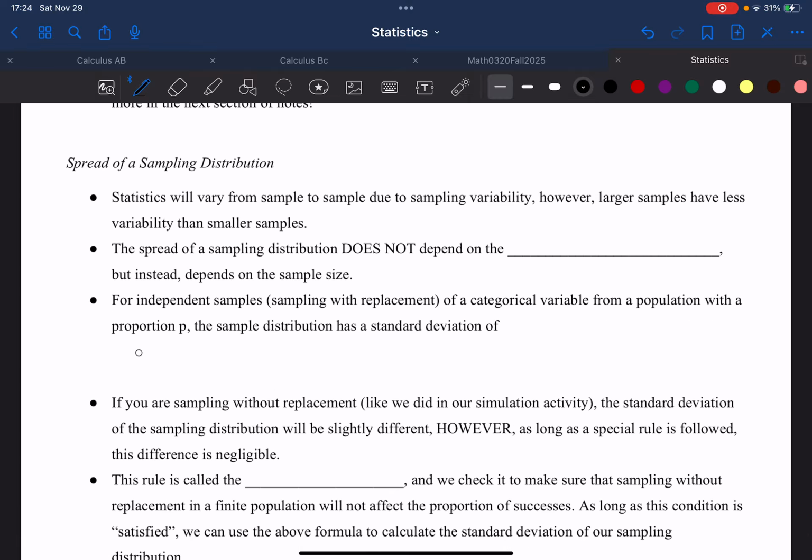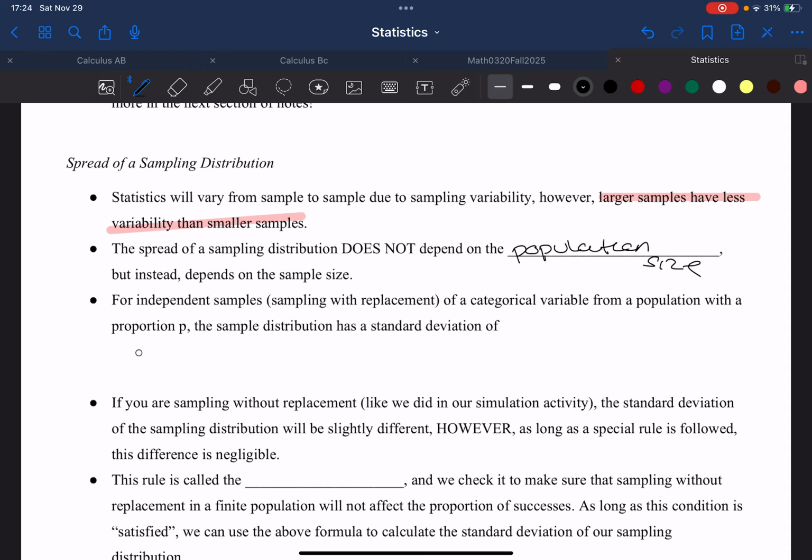Then we have spread. It says statistics will vary from sample to sample due to sampling variability. However, larger samples have less variability than smaller samples. The spread of the sampling distribution does not depend on the population size, but instead depends on the sample size.